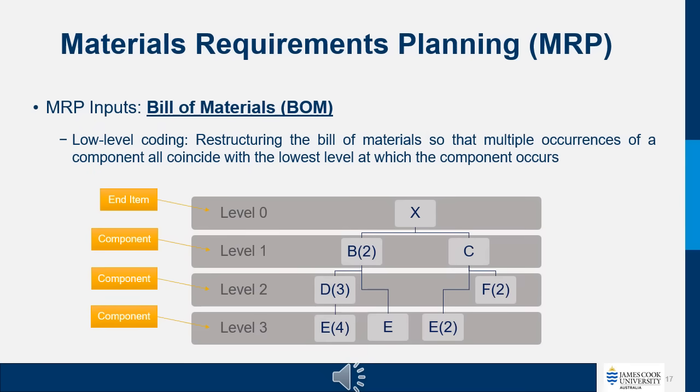When we talk about the bill of materials, there is something called lower level coding, restructuring the bill of materials so that multiple occurrences of the components coincide with the lowest level at which the components occur. You can see in the graph on top we have level 0, which is the end item, and then we have level 1, these are components. So in order to produce X, we need 2 B's and 1 C. In order to produce 2 B's, we need 3 D's and 1 E. So by doing that, we can see if there are any repetitive components that we need to count.